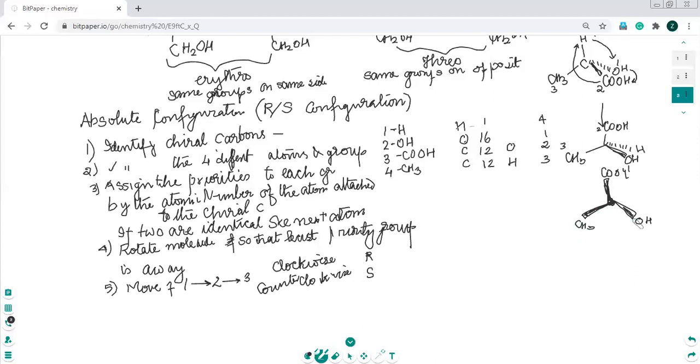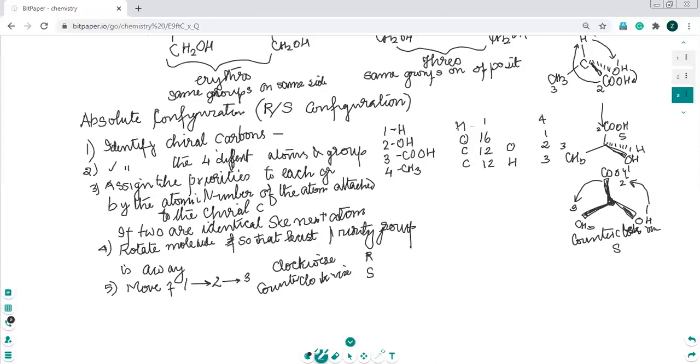Now you move from 1 to 2 to 3. What is the direction of movement? It is counterclockwise. So the molecule is having S configuration. Okay.